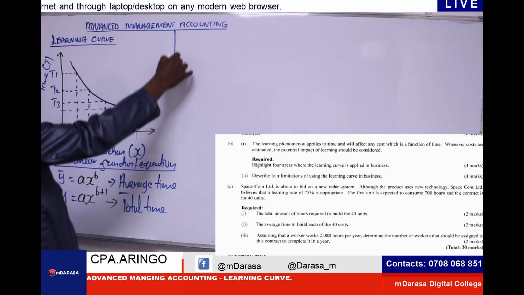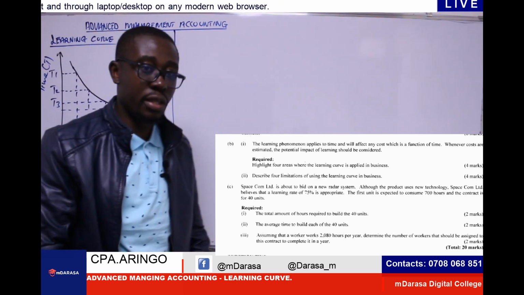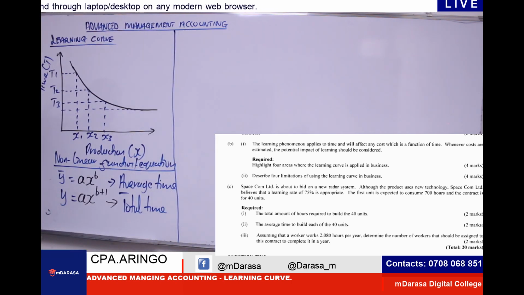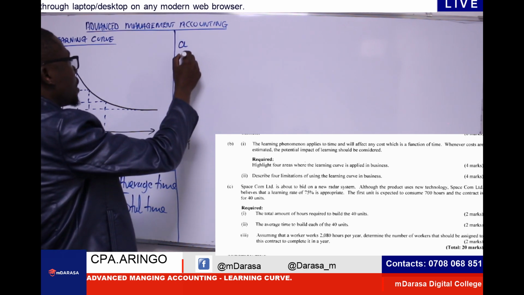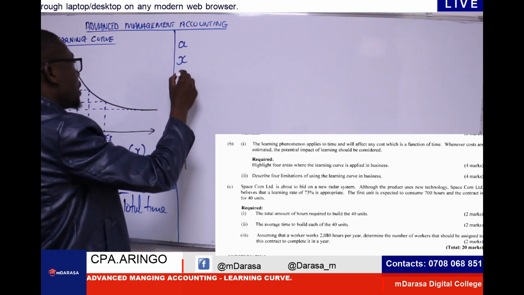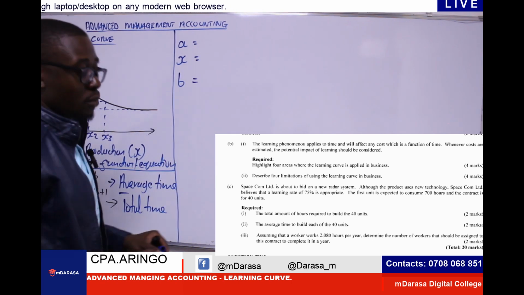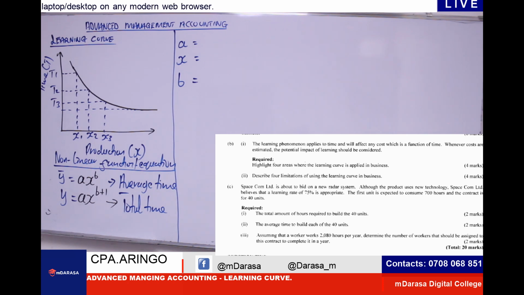So explaining these variables, remember I'm just doing a recap because we had already handled this. So what Mwalimu is doing is just a recap of what you did. Explaining these variables for us, we can see we're having A here, we're having X, and you're having B. These are very important variables that you must be able to understand anytime we are dealing with learning curve.